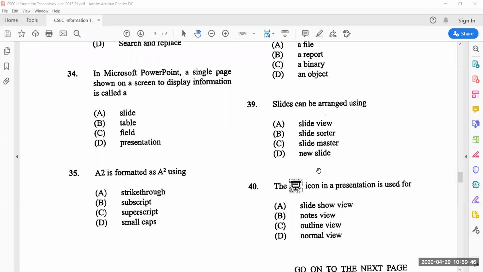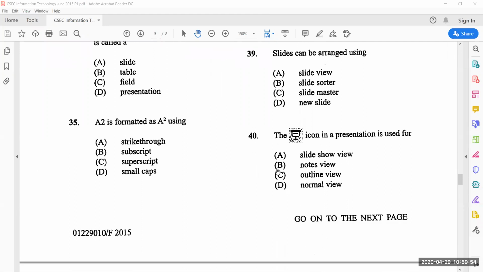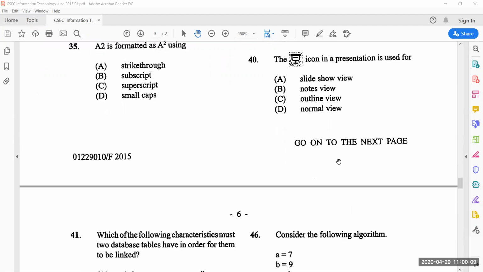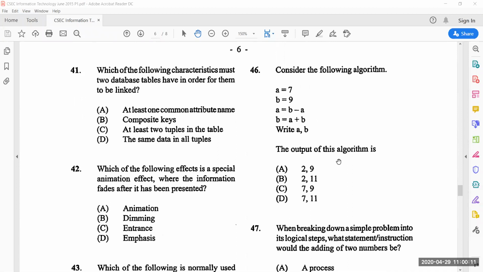Slides can be arranged using B, the slide sorter. Yes, that is correct. And the last question for this group, this icon here in a presentation is used for A, a slideshow view. Very good. Yes, that is the answer for 40. That's some good work from that group there also.